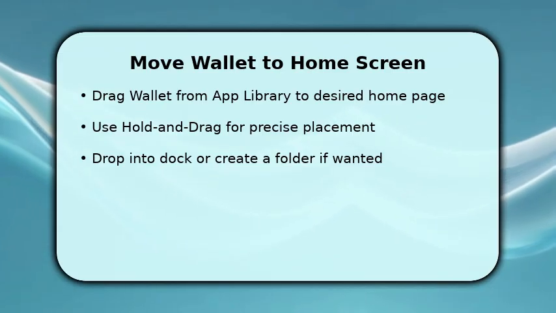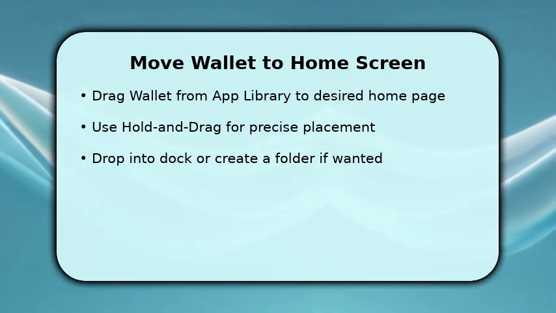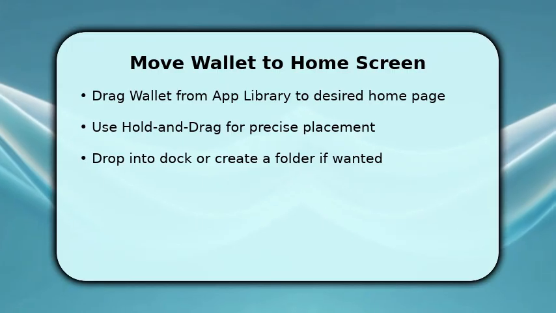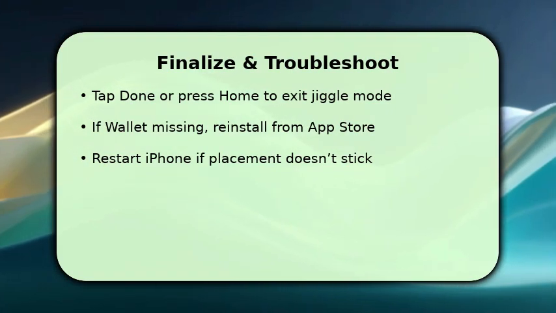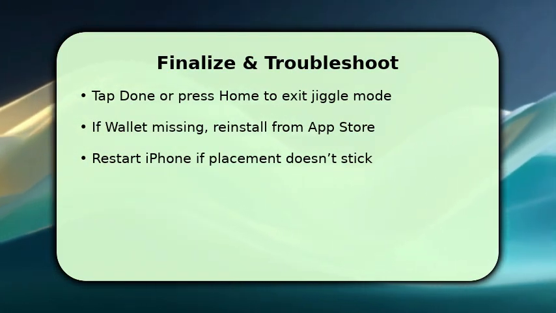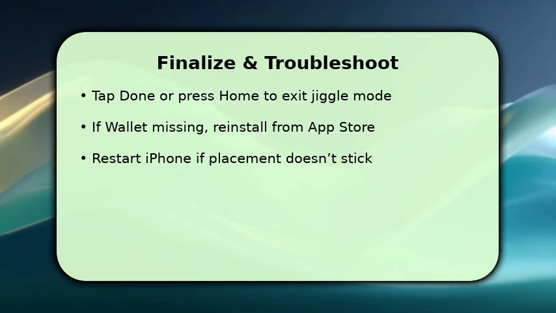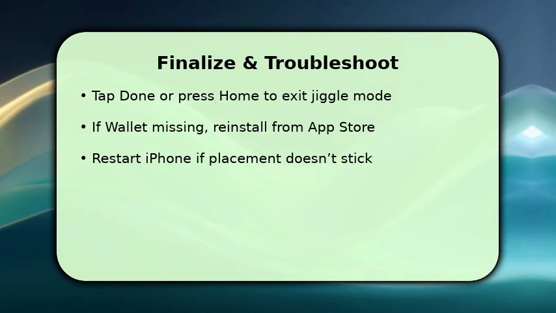If you prefer quick access, slide it into the dock or into a folder with related apps for easier organization. Finish by exiting jiggle mode. Tap Done or press the Home/Side button so the icon remains fixed. Verify Wallet opens and shows cards.